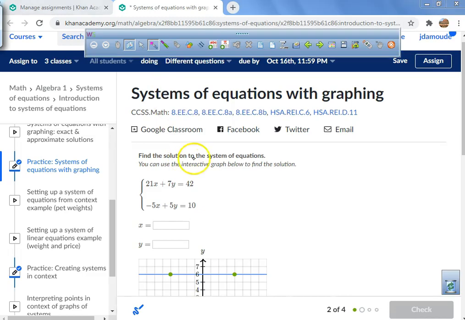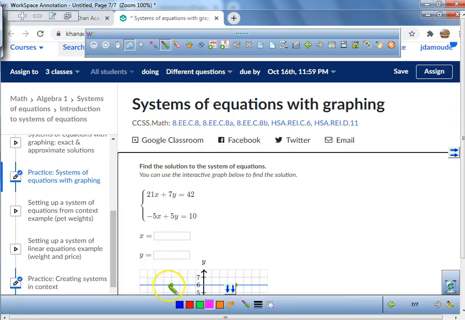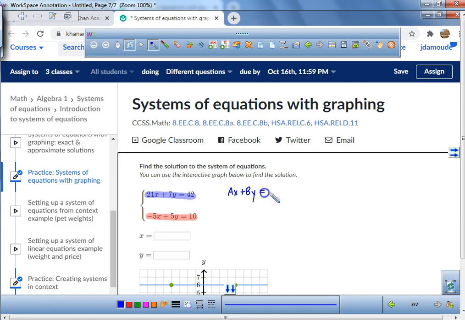What I'd like you to do is, I'm going to highlight this very first linear function, which is in standard form, in blue, and I'm going to highlight this one in red. If you don't know what standard form is, I'm going to rewrite it for you. Standard form is ax plus by equals c.